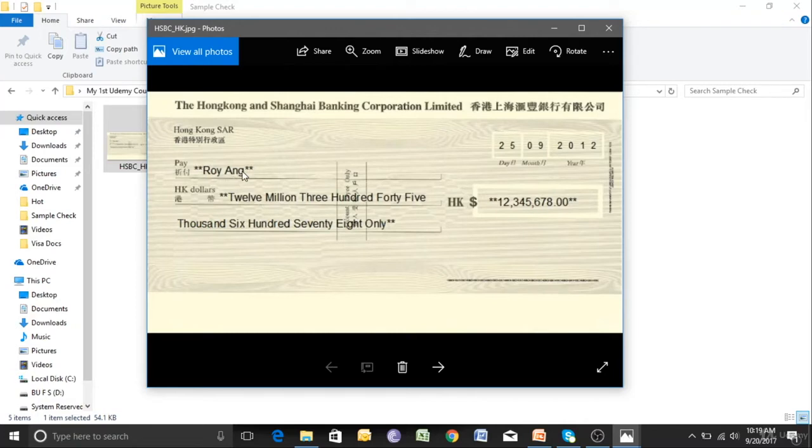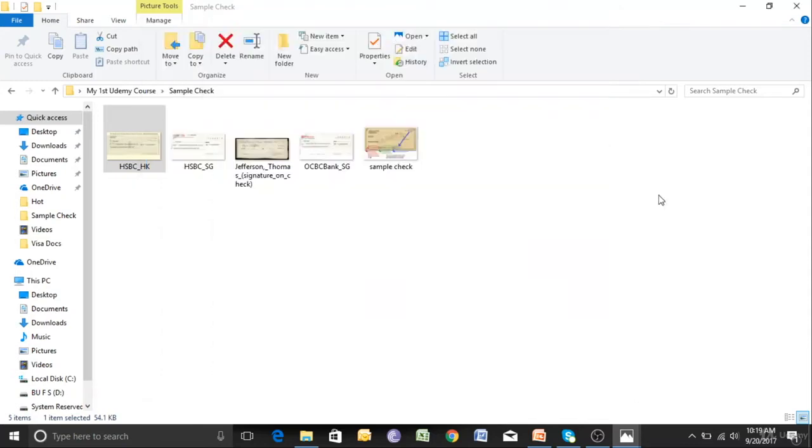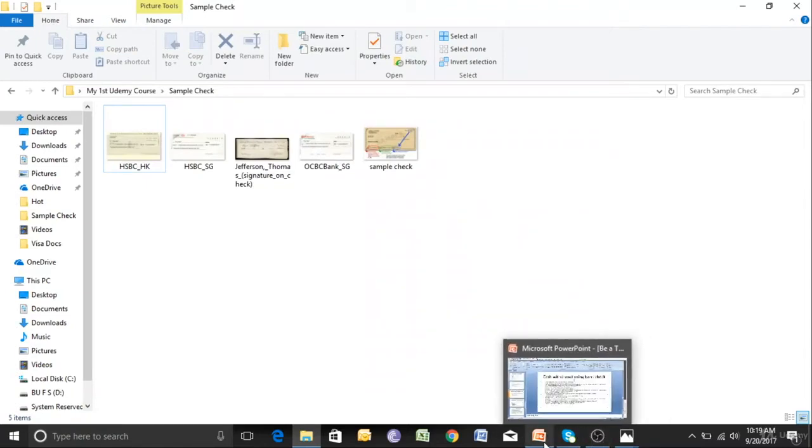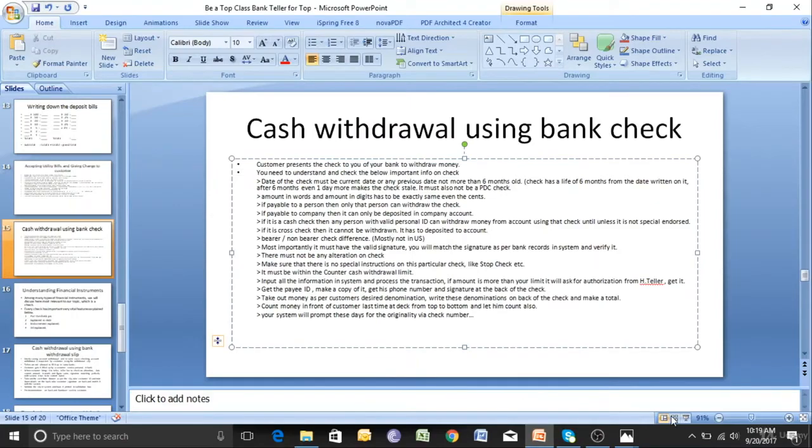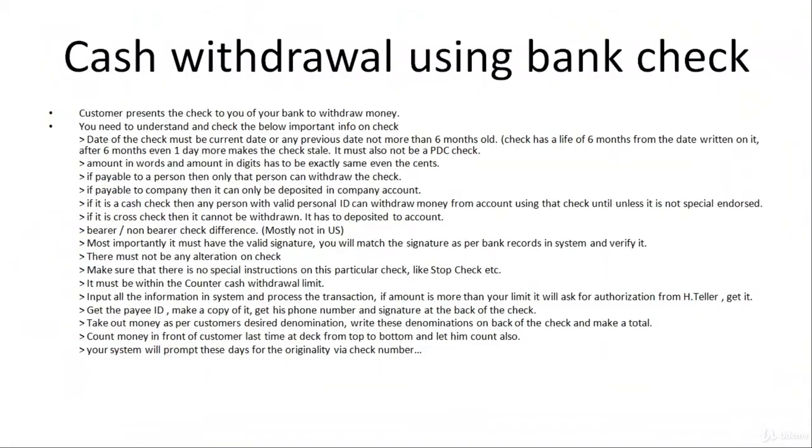Here, if it is written cash, then you can pay cash. You can pay to anyone. Endorsement is, suppose it is written here Mr. Roy Ang, and then Mr. Roy Ang endorses it to Mr. Michael on the back of the check. He signs it on the back of the check and tells you to pay it to Mr. Michael. But that endorsement has to be done in the bank, in front of a bank teller or in front of a bank officer.